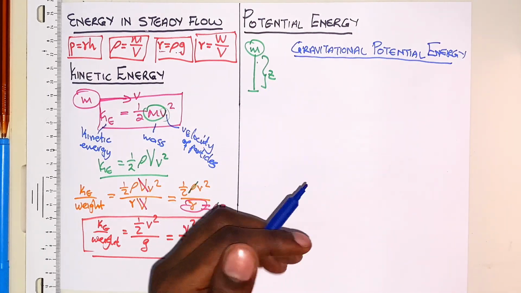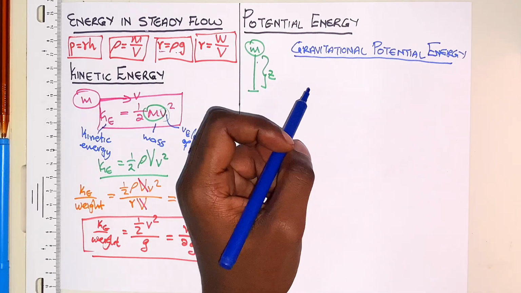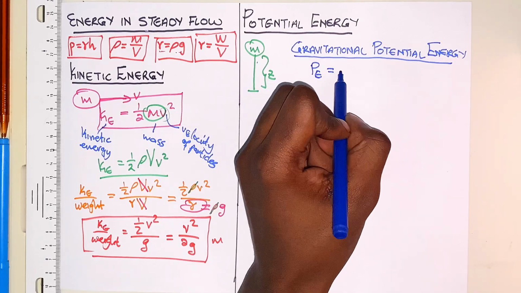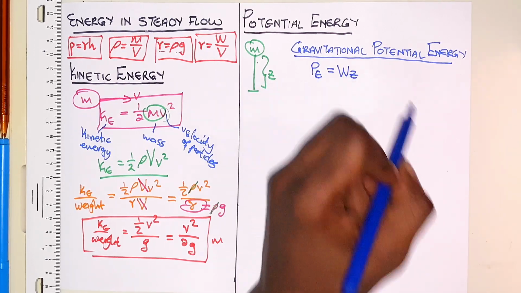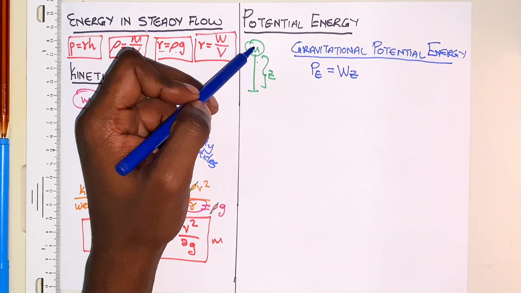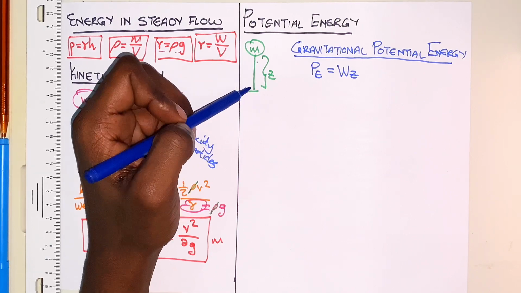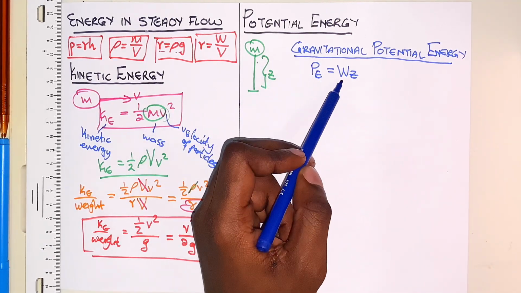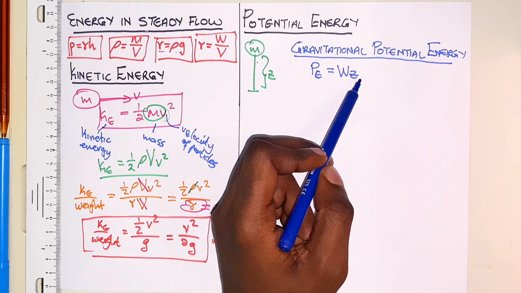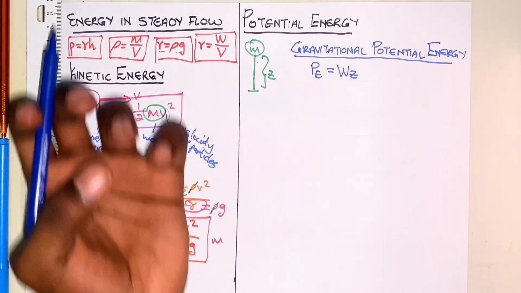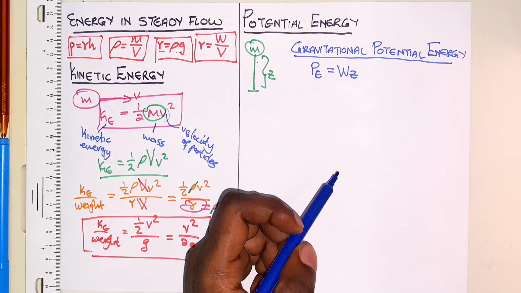Now let's first discuss gravitational potential energy. Now it is given by potential energy is equal to weight times elevation. Now remember that when a particle, maybe a particle of fluid, has some elevation z with respect to some reference level, it will have potential energy. Now, gravitational potential energy is given by weight times that particular elevation. Remember, weight is the result of the force that gravitation exerts on a particle.